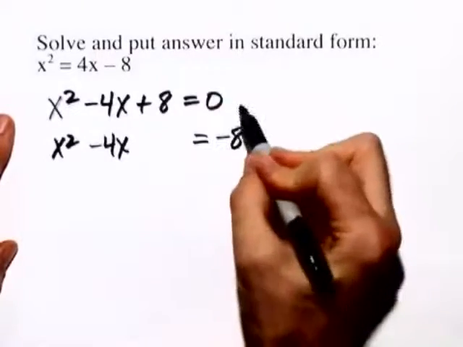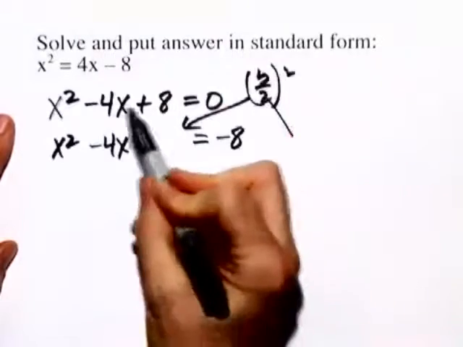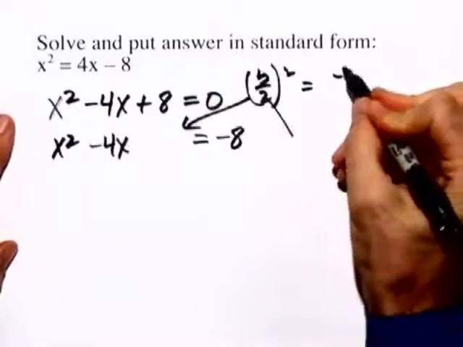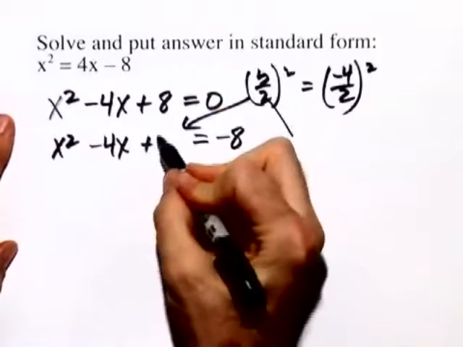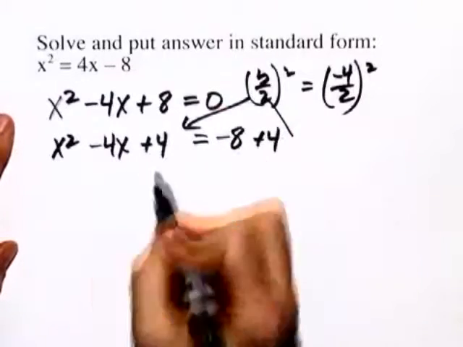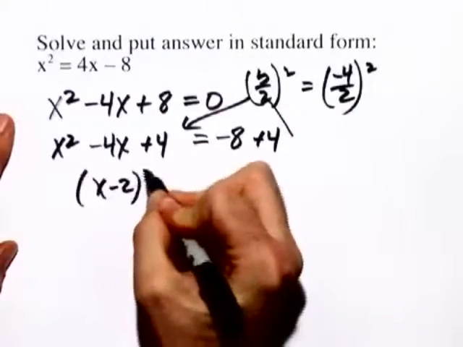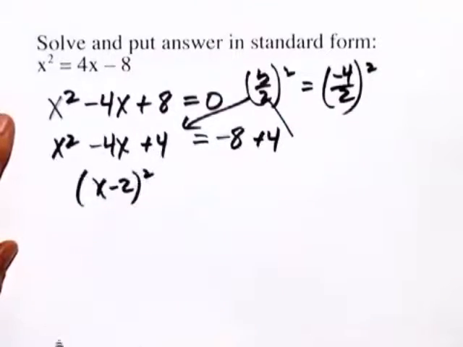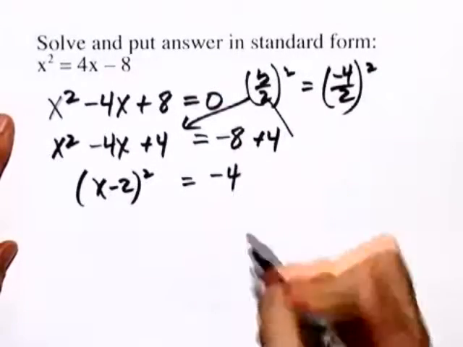Now, the correct number to put here is always b over 2 quantity squared. Since b in this case is negative 4, we have negative 4 over 2 squared, which gives us 4. So if we add 4 to both sides, we will now have a perfect square on the left. The perfect square is x minus 2, because x minus 2 squared is equal to this trinomial. So at this point we have x minus 2 squared equals negative 4.